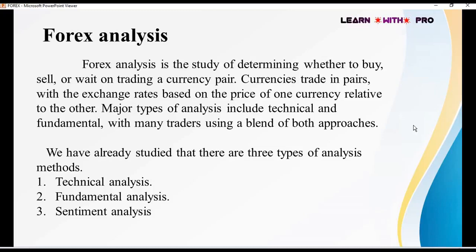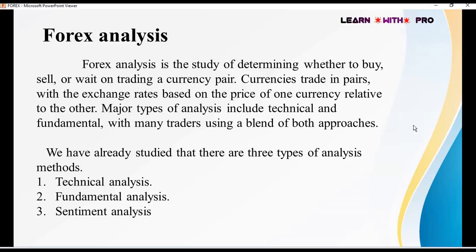Forex analysis is the study of determining whether to buy, sell, or wait on a trade on a trading pair. That means reports which give you clarification on the type of trade you should go on a currency pair. Maybe you should go on a buy, or you should go on a sell, or maybe the buy is for a long period of time, or the sell is for a short period of time. So that's what forex analysis is talking about. That is the study of determining whether to buy, sell, or wait on a trade in a currency pair.